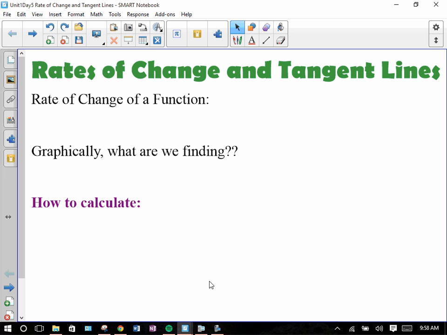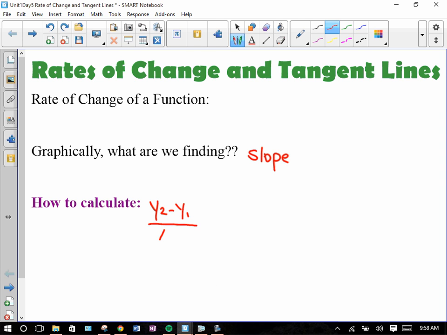Okay? So we're going to talk about rate of change of a function. All right? So what we want to do is describe graphically the slope of a function. So graphically, what are we finding? We're finding slope. Okay? And like I just said, you all know how to find slope already. It's y2 minus y1 over x2 minus x1. Alright? This is all we're doing to find the rate of change, to find the slope, to find tangent lines.